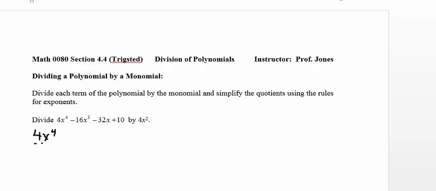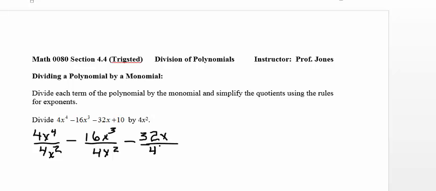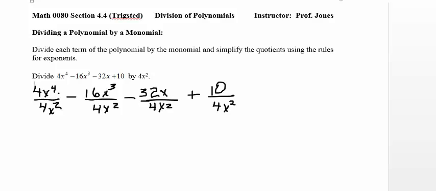Alright, so we want to divide 4x to the fourth by 4x squared. We want to divide negative 16x cubed by 4x squared, negative 32x by 4x squared, and positive 10 by 4x squared to divide this polynomial by 4x squared. So it really means to divide each term by 4x squared.